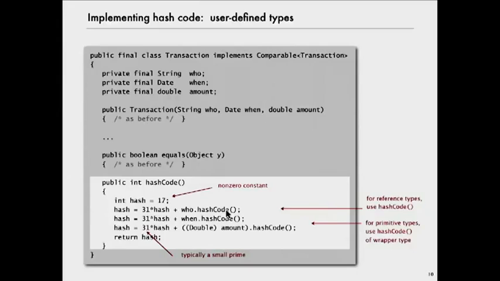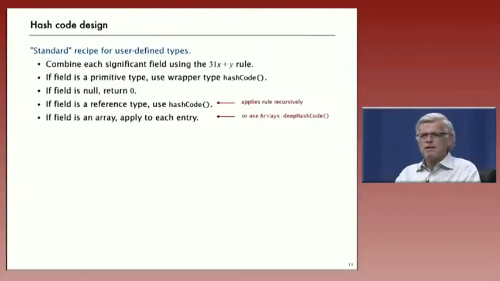So if it's a reference type, we just use the hash code. Who is a string, so string has a hash code method, so we add that in. And dates, when's a date, so we add that hash code, multiply by 31 and add that hash code in. Trying to take all the bits and scramble all the bits and use them. And for primitive types, take the wrapper type and use the hash code. So that's a simple example of implementing a hash code for our own type of data that might include several different types of instance variables.